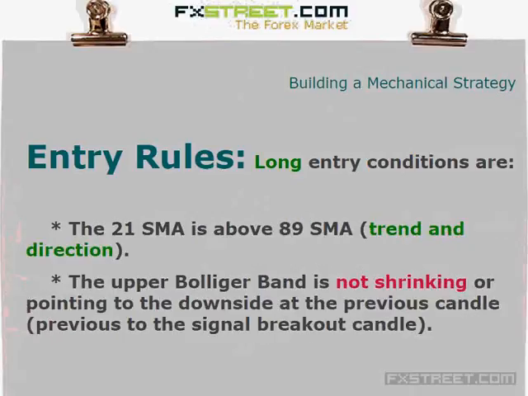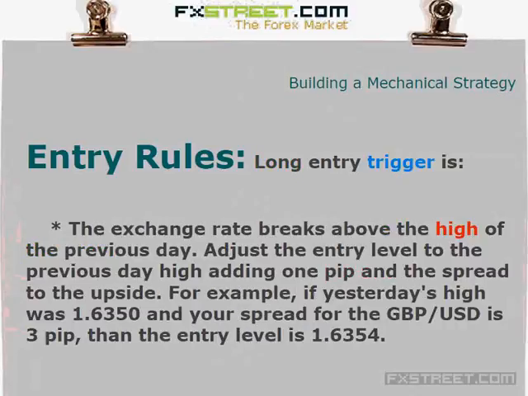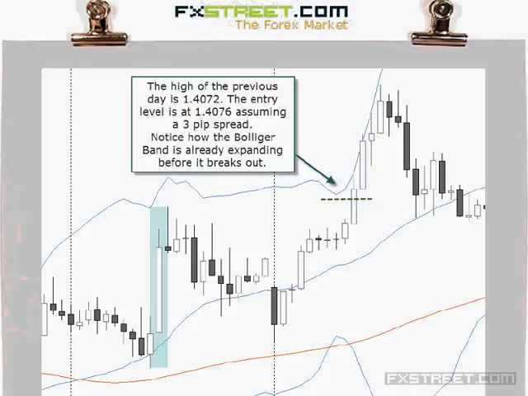If I can go back one slide, yes, the long entry conditions are: the faster moving average is above the slower one, and the upper Bollinger Band is not shrinking or pointing to the downside at the previous candle. Always the previous candle, and we always wait for the close of the previous candle to have all the conditions in green light before we place the pending order.